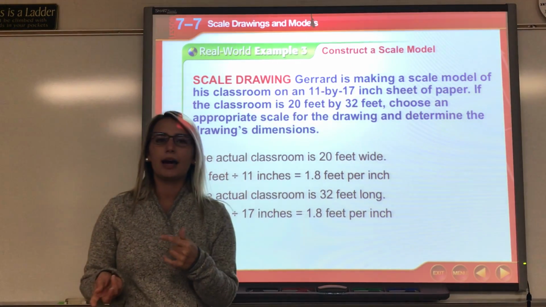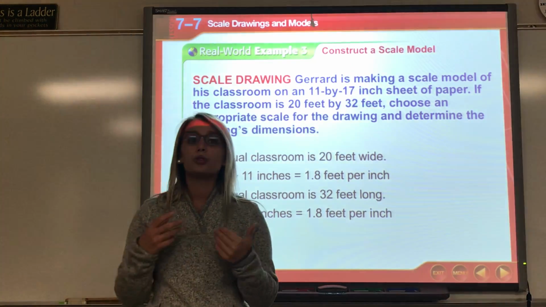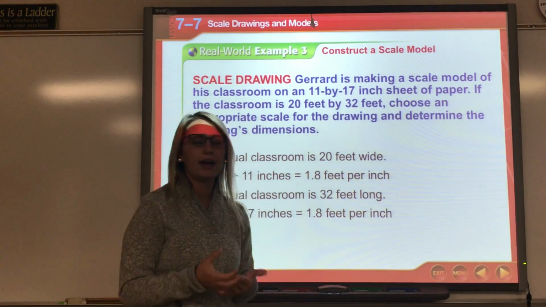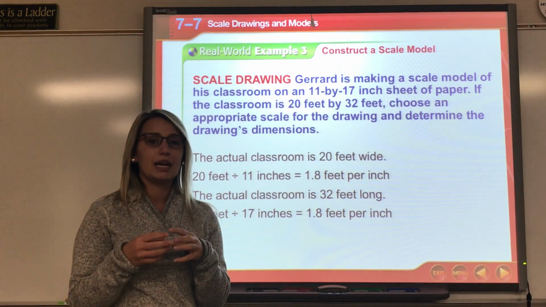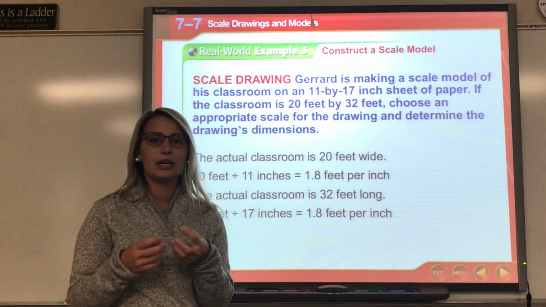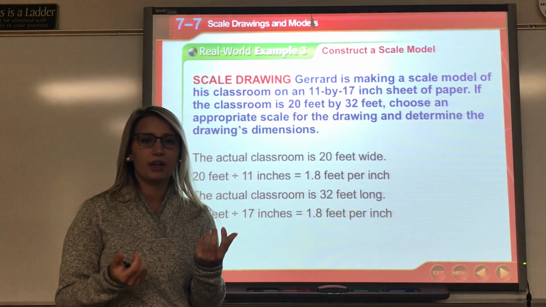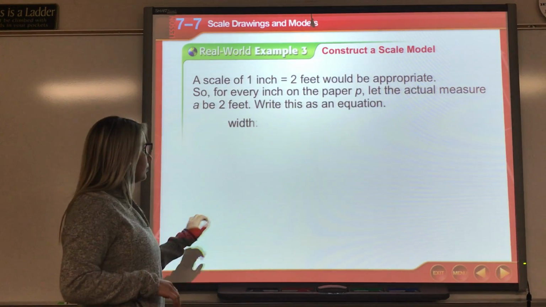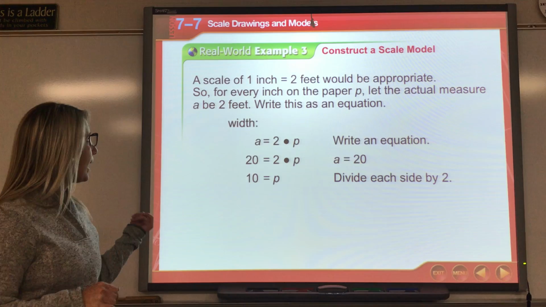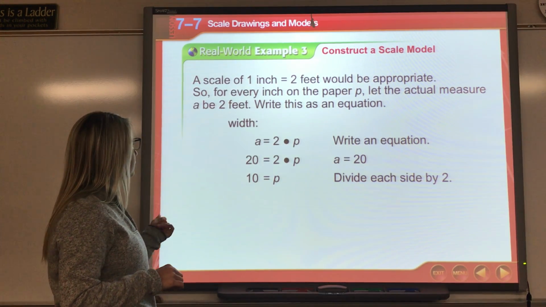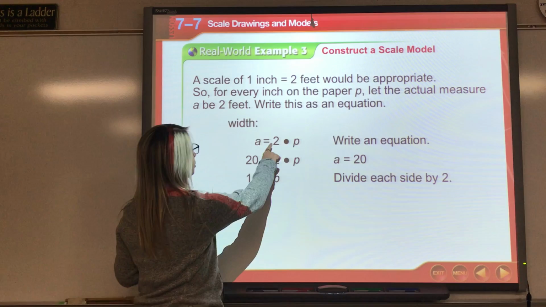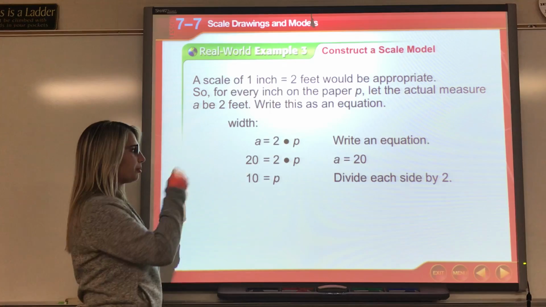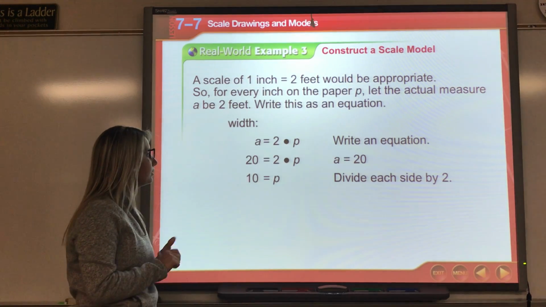Okay, now the next page is going to kind of make a turn on us here. You would be thinking that every 1 inch on the paper is going to be 1.8 feet in the classroom, but what they're actually going to do is make that 1.8 into 2 because it's a nicer number. So they're just going to round up from 1.8 to 2. They're setting up an equation here. They're saying that the actual length equals 2, that was our scale, times P. The actual length was 20, so we can plug that in and solve for P. So P is 10.